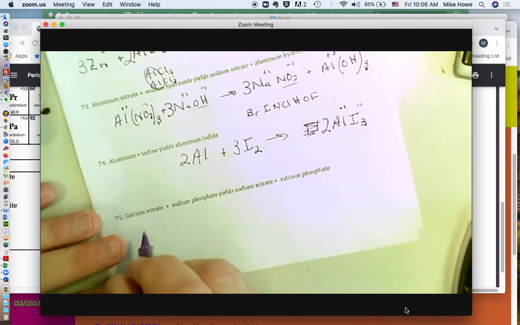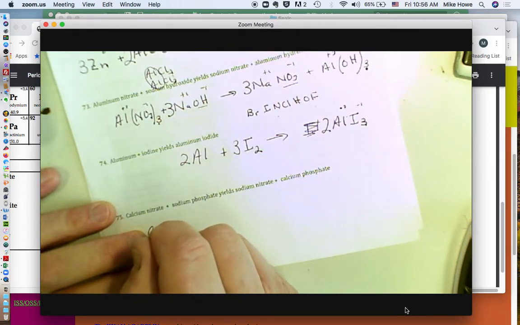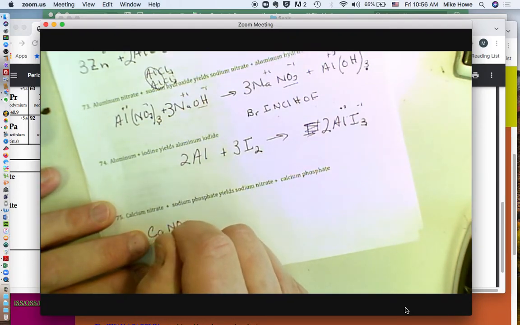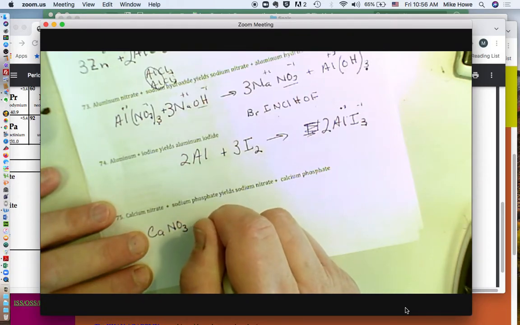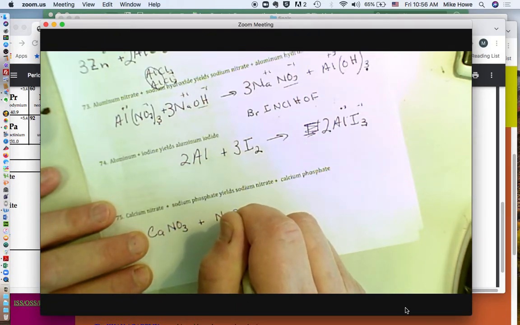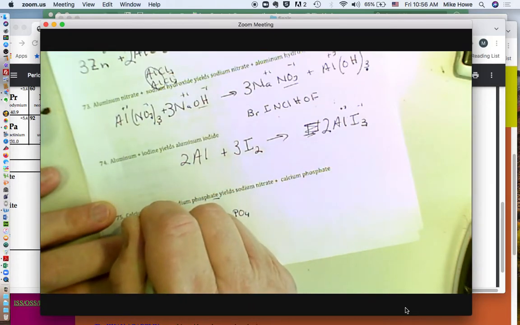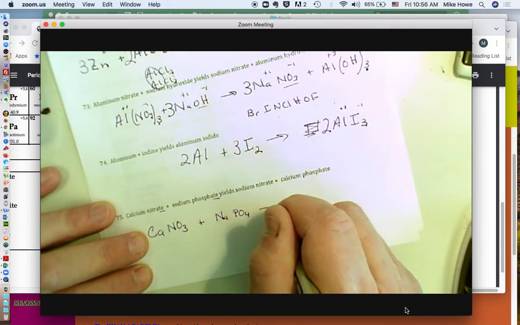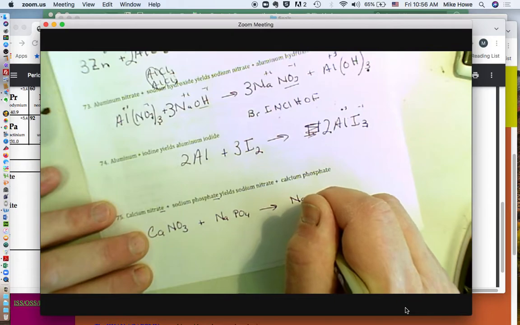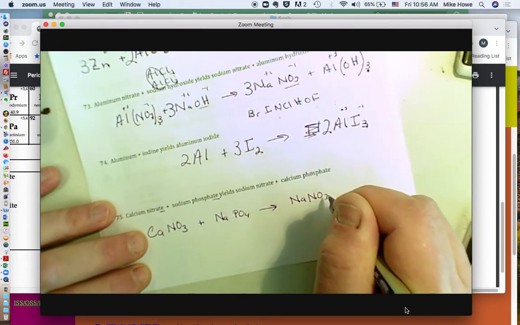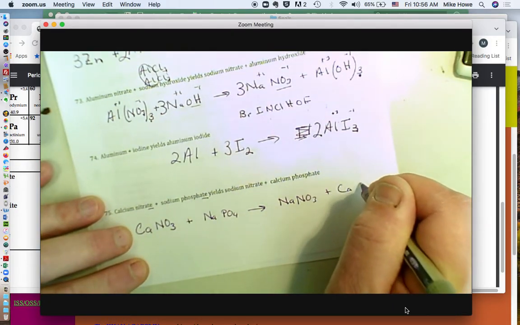All right, last question. Calcium nitrate. You got calcium and nitrate. Looking up the symbols on the periodic table. Sodium and phosphate. Again, the ATE, remember, that means you look at the bottom. Yields sodium nitrate and calcium phosphate.